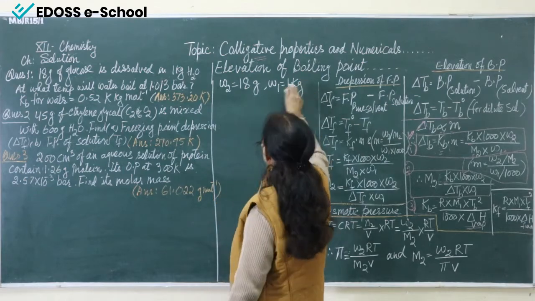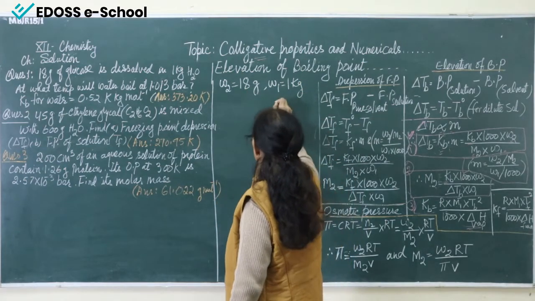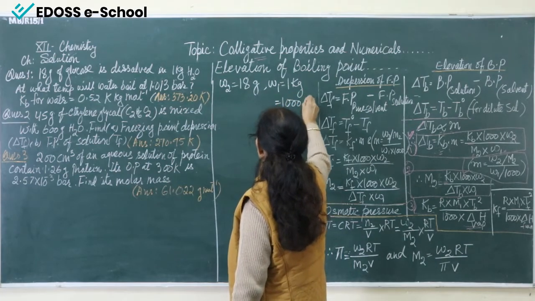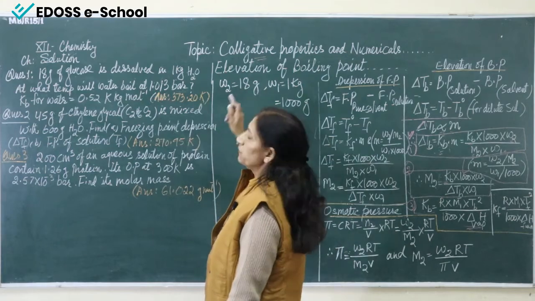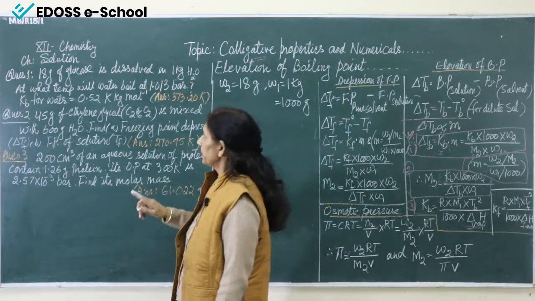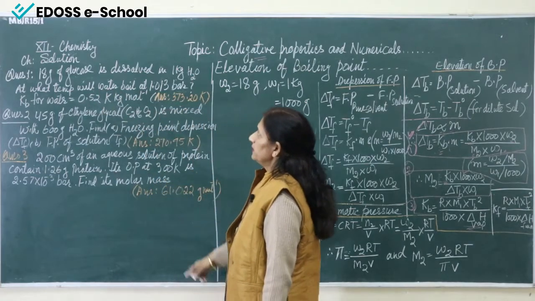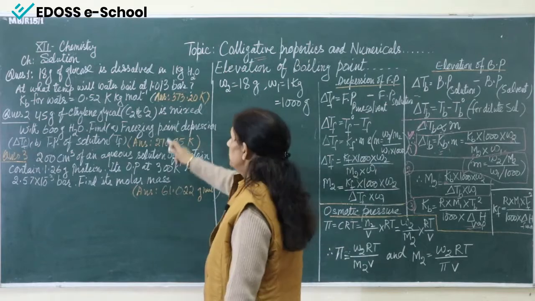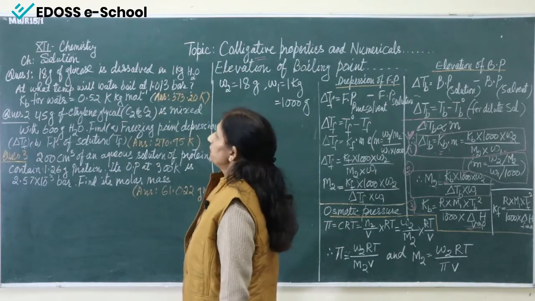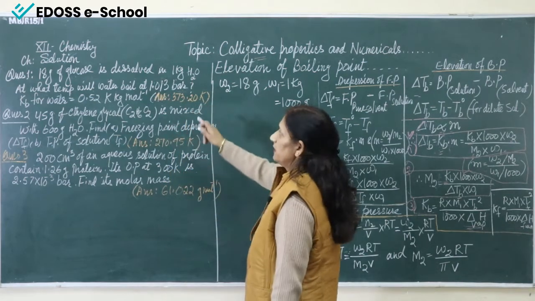Now see here, because this is given in gram and this is in kg, this will be equal to 1000 gram. We have to take mass in gram, so we have to convert kg into gram. So at what temperature will water boil? At this pressure, 1.013 bar. The pressure is given, and we have to find the temperature.